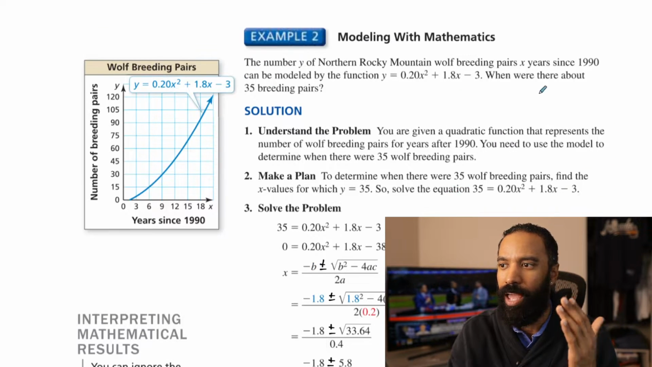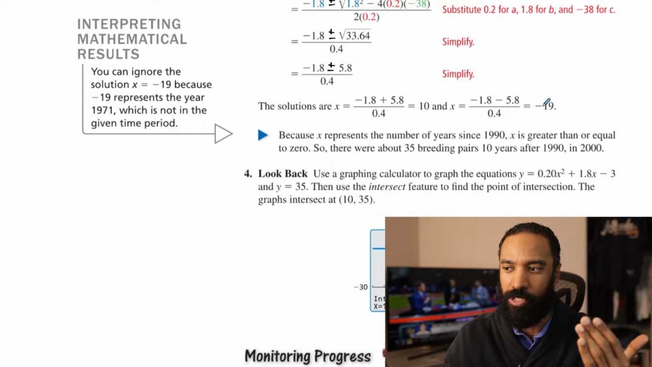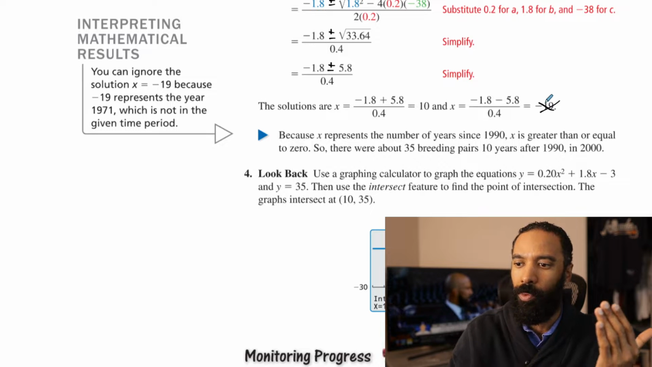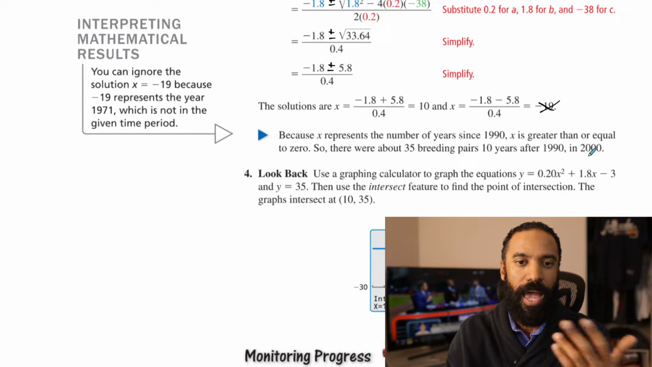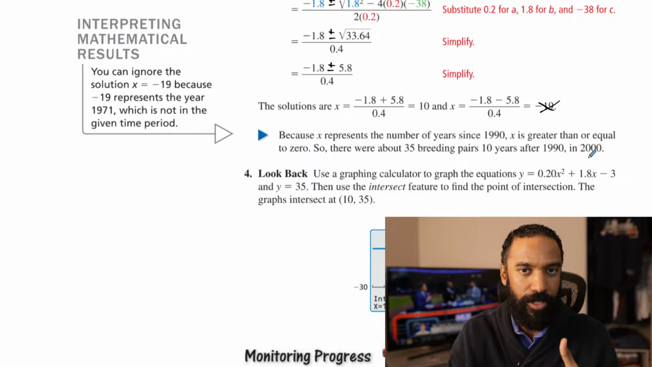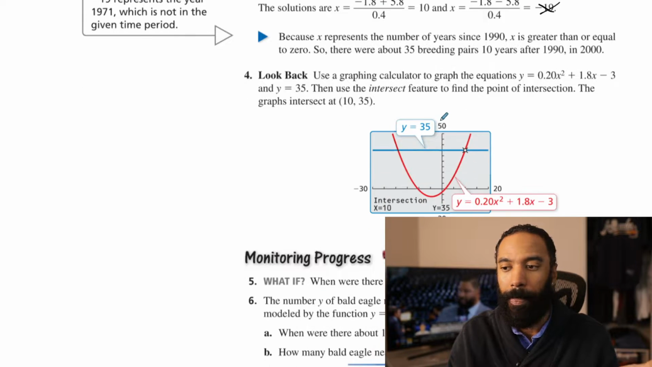They were asking for how many years since 1990 that you'll have 35 wolf breeding pairs, or what year it was. It says when we're there about. So if x equals 10 is the answer, since negative 19 is ignored, we will go ahead and say that 10 years after 1990 is the year 2000. Anyway, I'm talking about the quadratic formula just as much as I'm talking about the strategy, just as much as I was talking about this problem.